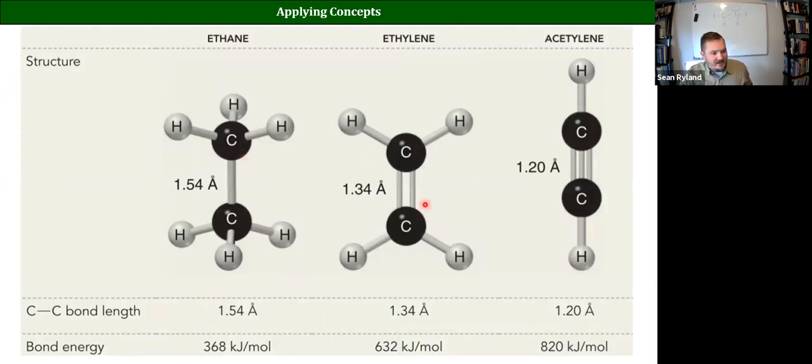If we look at ethane versus ethylene, which is two carbons doubly bound together, versus acetylene, the bonds do get shorter as you add more pi bonds. Mostly just because you have fewer electron groups taking up space, so there's fewer things pushing everything else away. And also because the closer you get these two carbons, the more overlap you get in those pi bonds.